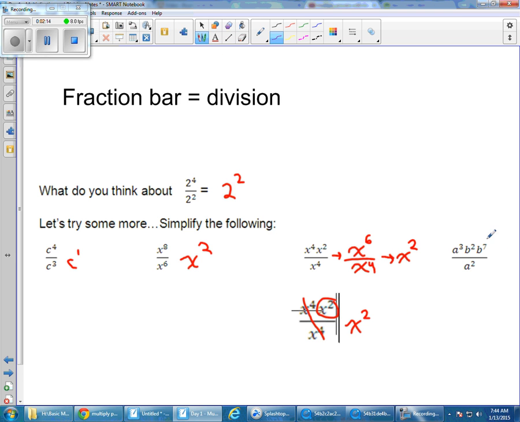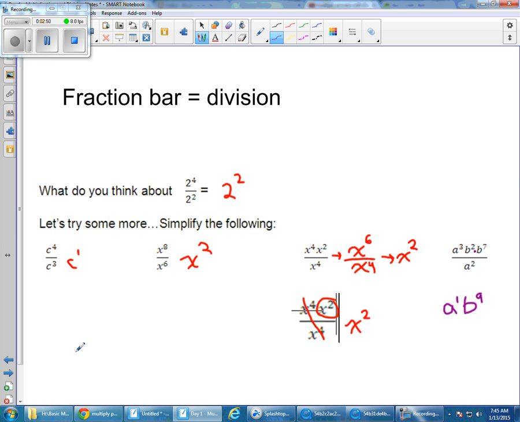All right, now here's one with some different letters and numbers. So I've got a to the third over a squared. Since those are the only like powers in the division part, I'm going to divide them right now. So a to the third and a squared. That's going to be just a to the first power up on top. Then, since these are next to each other, that means multiplication. So I'm going to multiply b squared times b to the seventh. Well, when I multiply powers with like bases, I add. So I got a to the first, b to the ninth power.